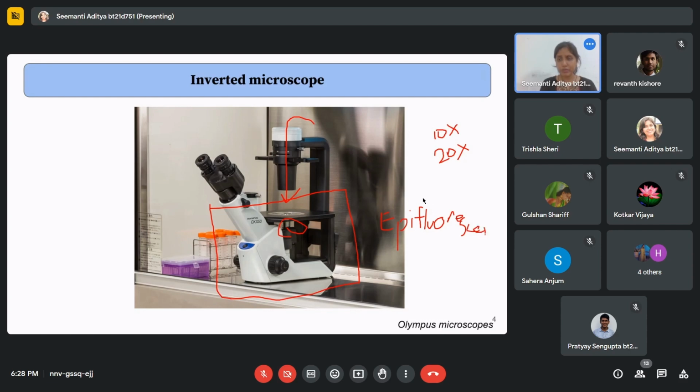So in case of a fluorescence microscope, the light that we want to shine, suppose we want to get a green fluorescence light. If we want to observe a green fluorescence, then we have to excite it with a blue light. The principle of fluorescence always says that whenever we are exciting with light of a lower wavelength, the emission will be at a higher wavelength.